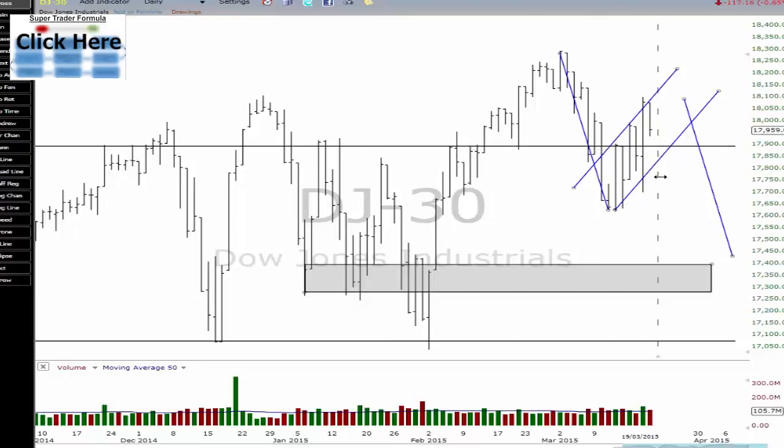If it doesn't hold support and breaks this support level first, then we are likely to run down towards this level through here. Make sense?